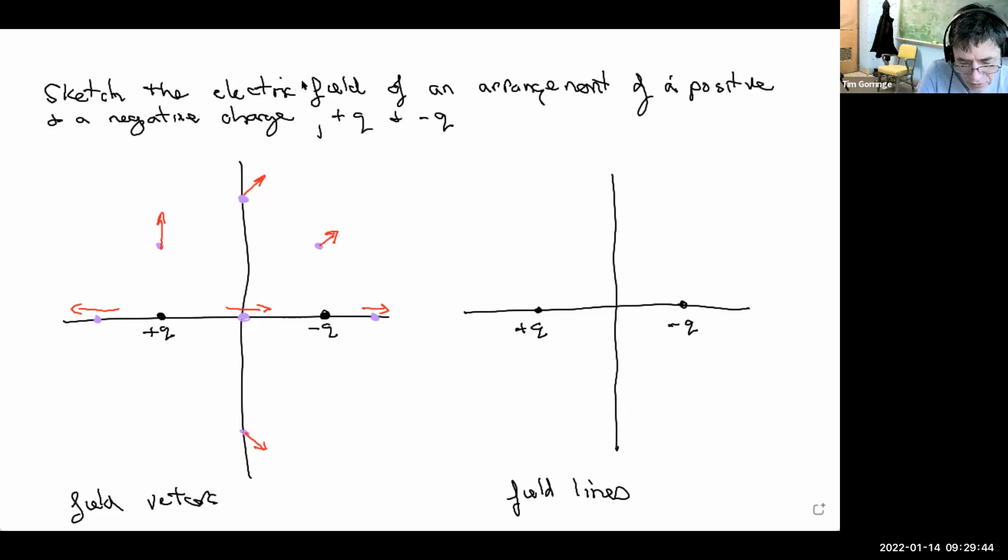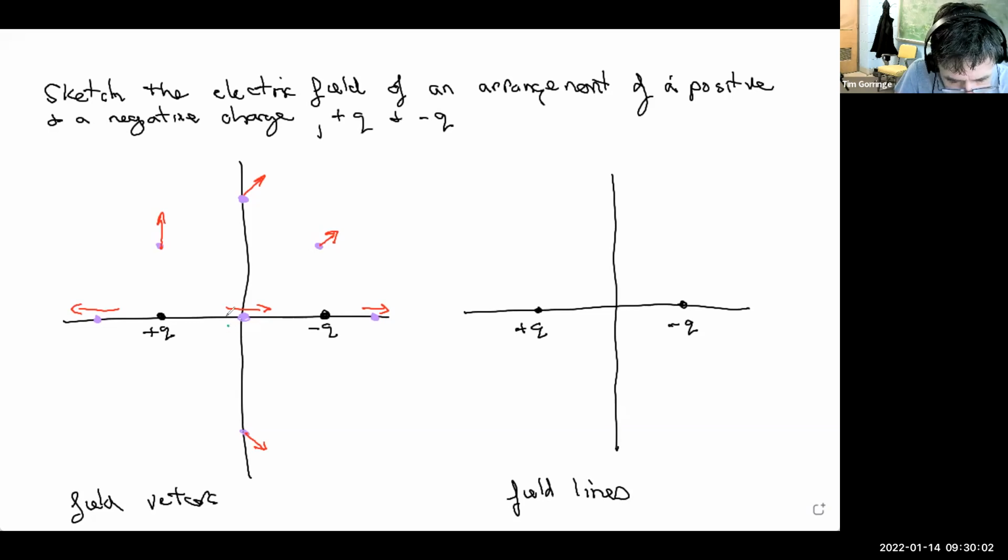Okay, now let's do the negative charge. So the negative charge is surrounded also by an electrical field. The field points towards the negative charge and is stronger if you're close to the negative charge, weaker if you're further from the negative charge. So let's just start drawing those field lines.